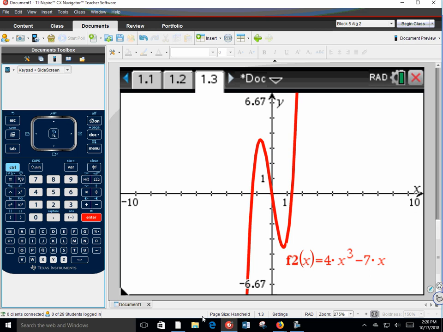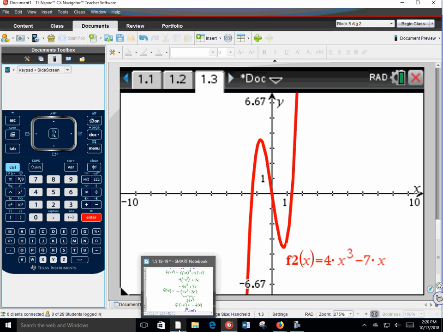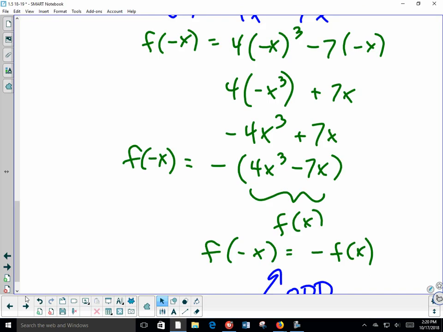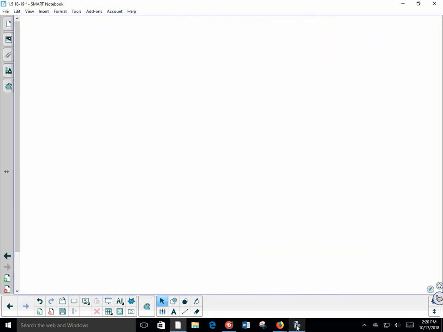All right, so we've talked about average rate of change, and we've talked about even functions, odd functions, and obviously there's a whole ton of functions that are neither, right, even nor odd. Okay, so that finishes our notes for this.